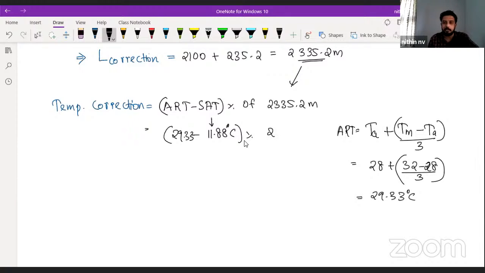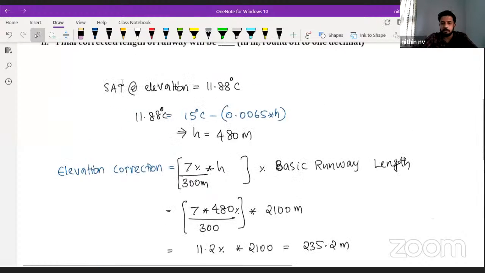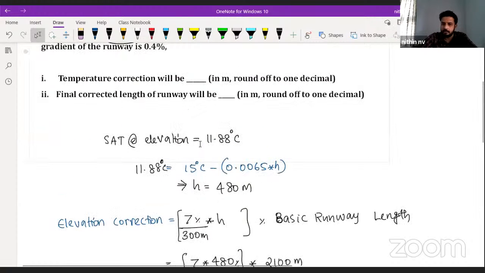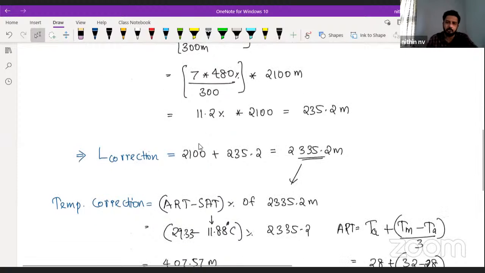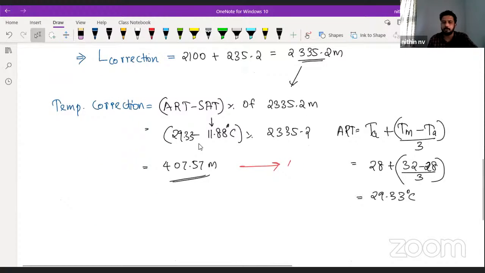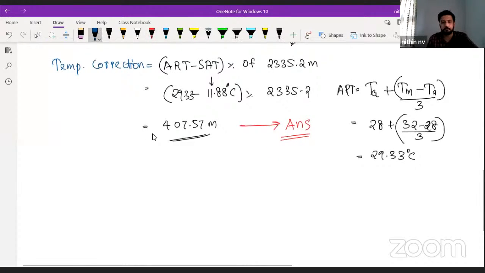This much percentage of 2335.2. Tell me how much it is. 407. Correct now? Very good. So we got the first answer, 407 point something. Temperature correction. Round off to 1 decimal, up to you, 0.5 or 0.6. That is the temperature correction.